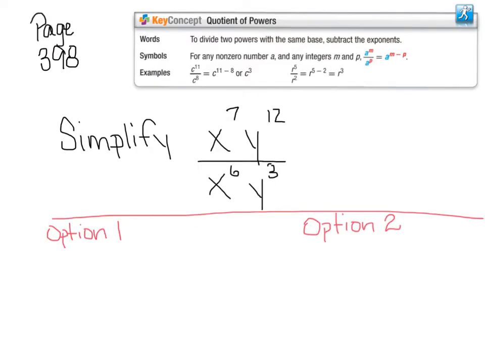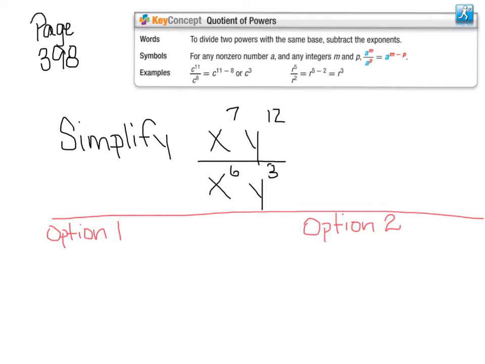Your first example comes from page 398, and we are going to see an example with the quotient of powers. The quotient of powers says when you divide two powers with the same base that you simply subtract the exponents. Now I'm going to show you two different ways to do this, option number 1 and option number 2. If you don't understand the rule, which I understand, some of you may have problems with the rules, you can always write out what this means, what that fraction means, which is what I'm going to do with the first option.